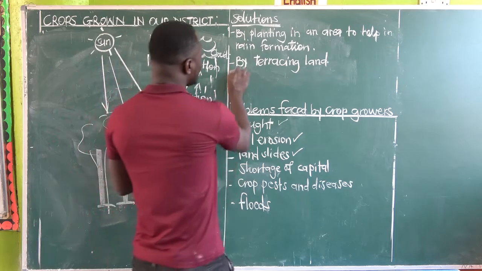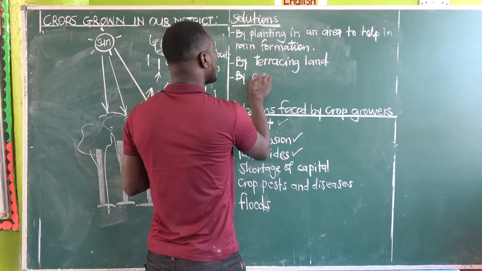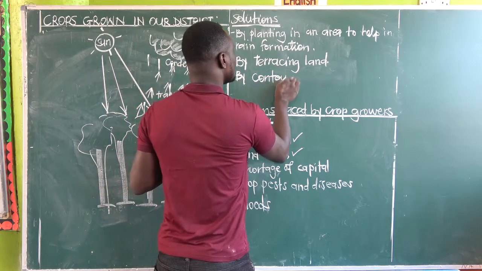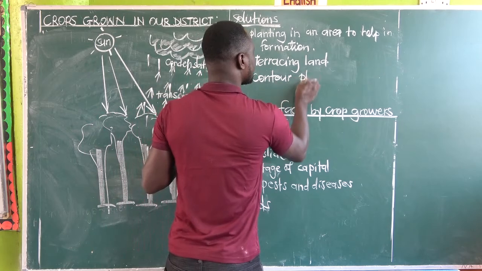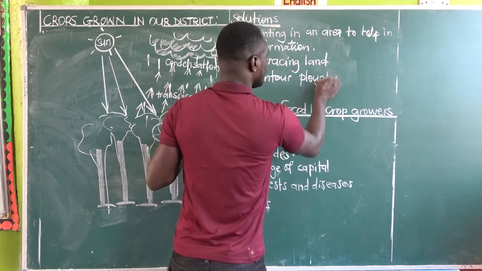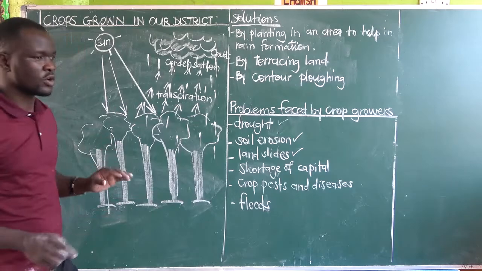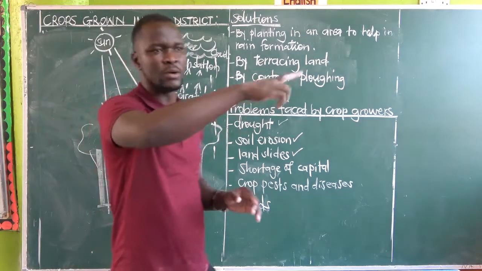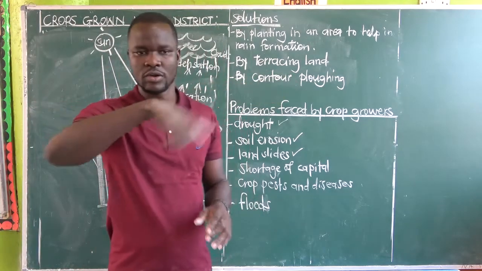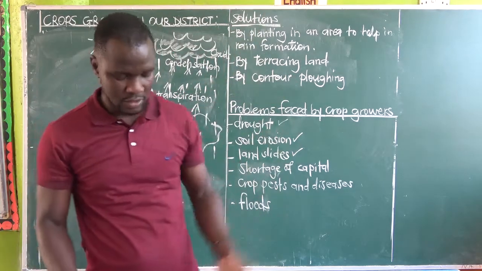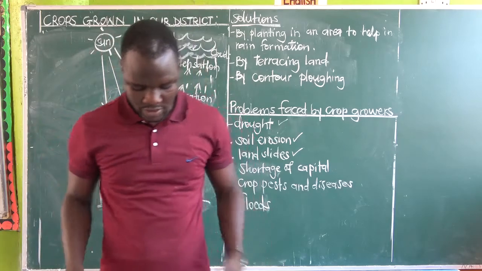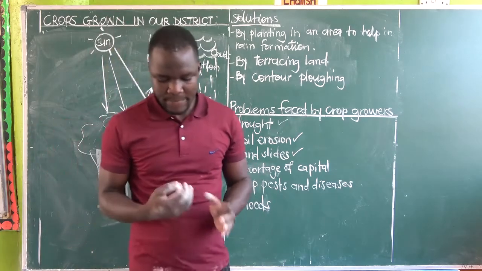Also, we have what we call contour plowing. By contour plowing, that is growing crops across the mountain, growing crops across, not up and down, but across. That is what we call contour plowing.